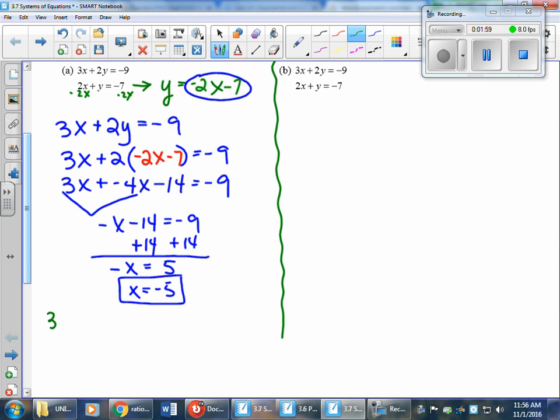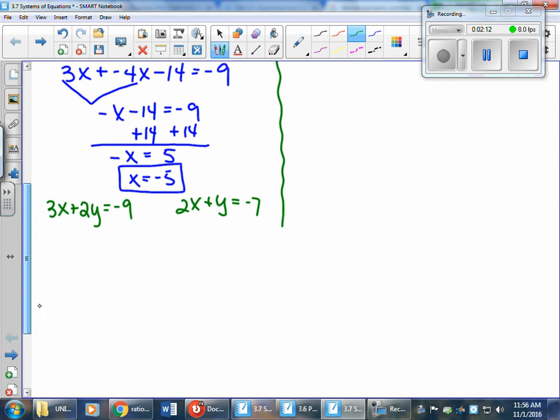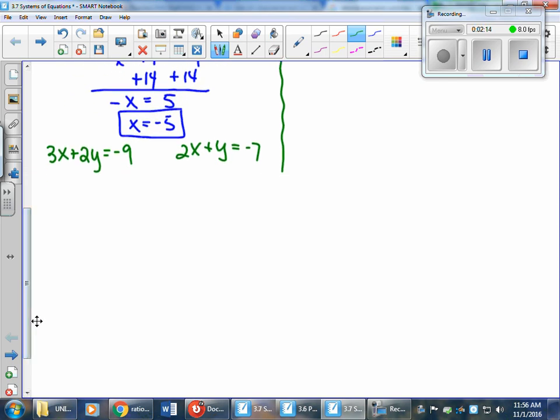So I write down both my originals, and this is what I usually teach both of my classes. 2x plus y is equal to negative 7. Now I'm going to slide this down. Again, if you need to pause this at any time, you pause and you write, or you just watch and then at the end go back and rewrite it.